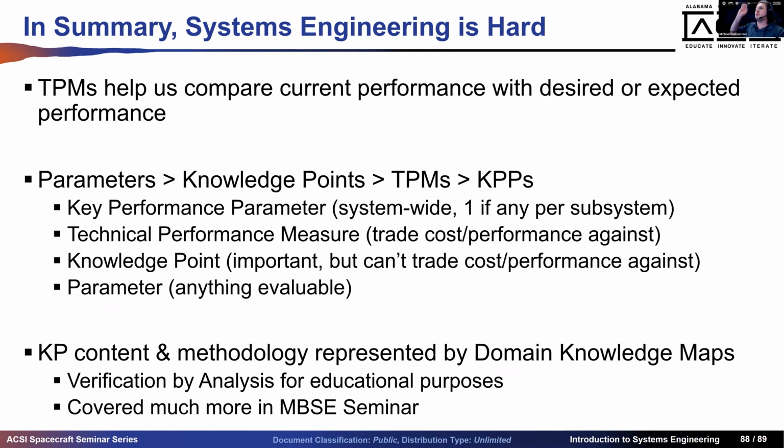Technical performance measures have a target threshold. We are getting there, or we are trying to stay under that. We should be able to trade cost and schedule and performance for that. We should be able to throw money at the problem. If it is something calculable, but we can't control it, it's not a TPM. For us, in the Alabama CubeSat initiative, we do parameters, knowledge points, TPMs, key performance parameters. We used to teach measures of effectiveness and measures of performance, and students consistently were like, I don't get it. And I was like, you're right, this is weird. So we changed it.